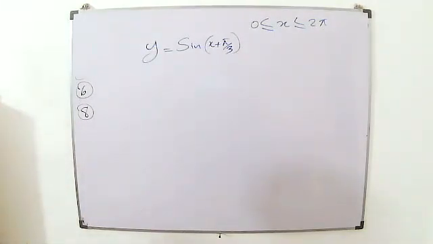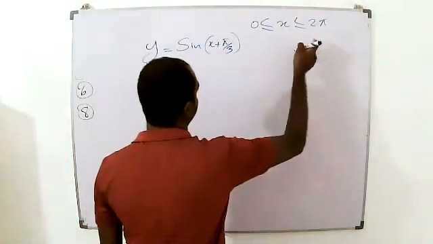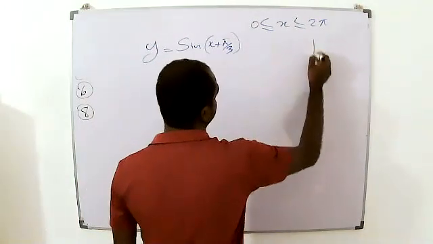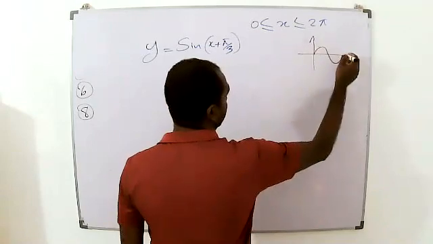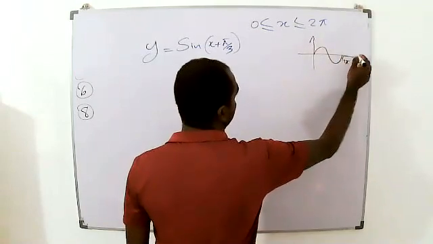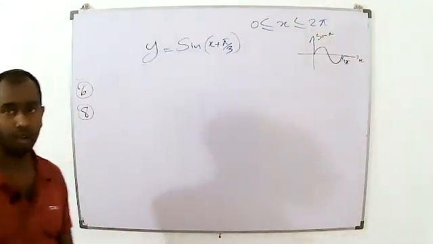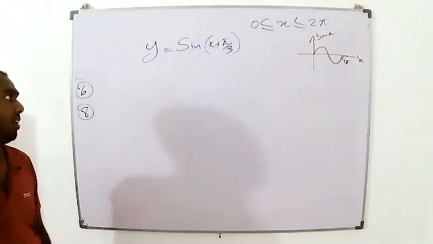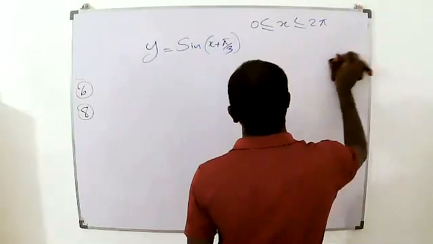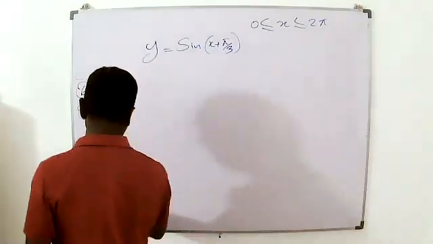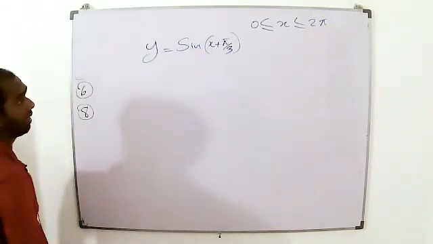Now think, if we are asked just within this range the sine x curve, it's easy, no? Just 0 to 2π. It's like this. This is 2π, and this is sine x. We could have done it easily. Now the inside angle is a little bit different. How can we draw it?